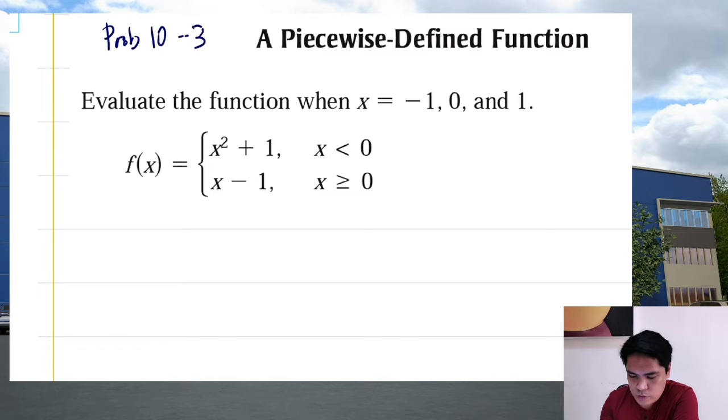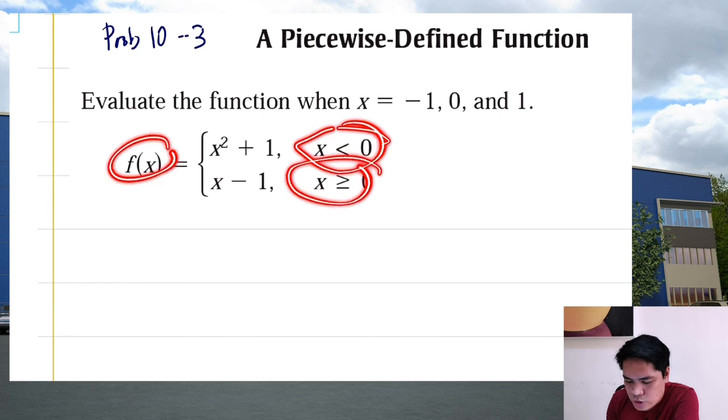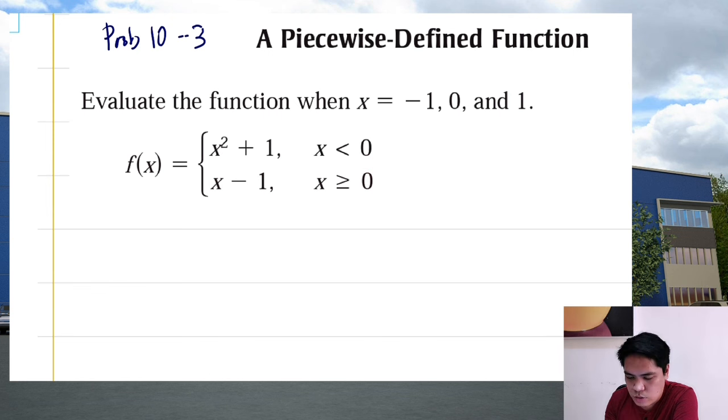So, let us evaluate the function when x is equal to negative 1, 0, and 1 if the function is defined as this. X squared plus 1 when x is less than 0, then x minus 1 when x is greater than or equal to 0. So, may condition yung function natin. Meron siyang condition. Okay.